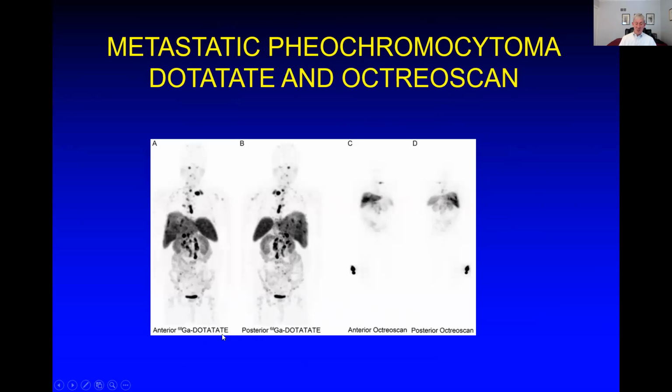But look what the DOTATATE scan showed. There's tumors all over the place, in the skull, in the neck, the mediastinal area, and the abdominal area. Tumors just everywhere. This is an anterior view and a posterior view. Same here. So this Octreoscan, while it made a positive diagnosis, missed most of what's really going on. So DOTATATE, I think, is going to become the agent of choice for neuroendocrine tumors. It just has to become more available. Not every pharmacy has a gallium-germanium generator.